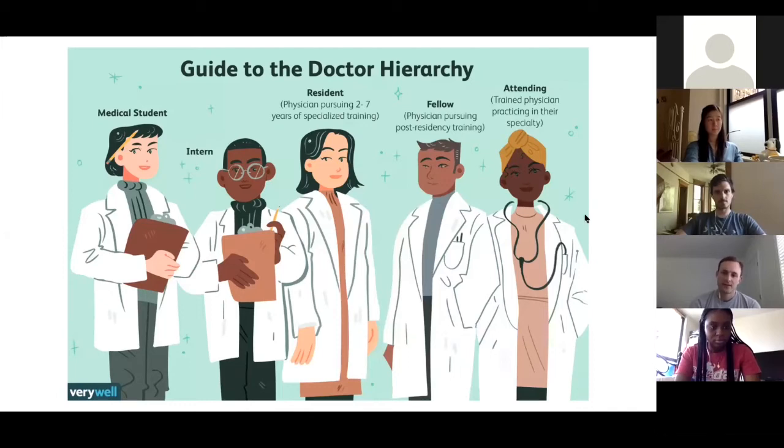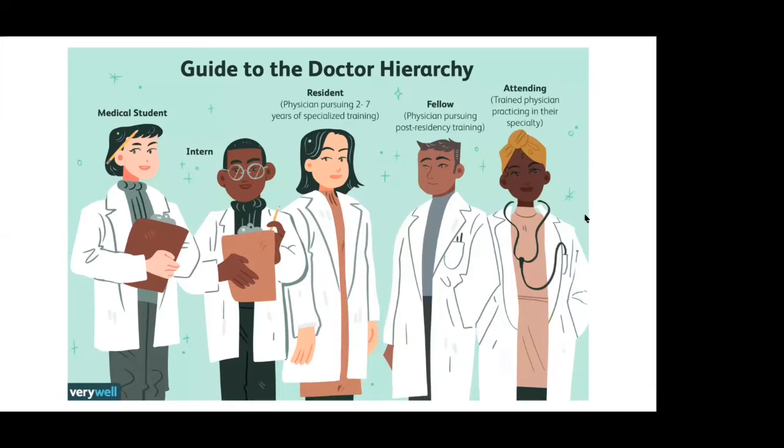The residents are MDs who have obtained their MD from medical school and are now doing specialized training to learn how to do a certain specialty. And then once you finish your residency, which can be anywhere from 2 to 7 years long, you can actually go to further training to join a subspecialty. And those people that are doing that training are called fellows. Then once you've finished either your residency and or your fellowship, and have finished your training, then you are known as an attending, so an attending physician.